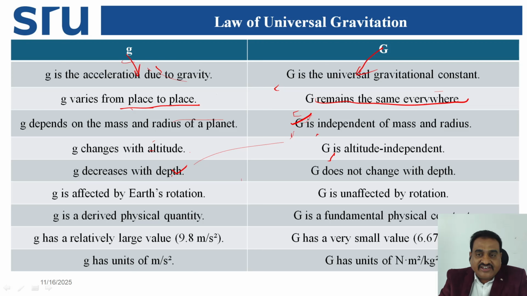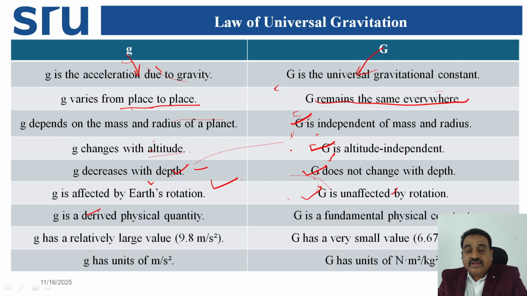Small g changes with altitude. Capital G is altitude independent. Small g value decreases with depth. Capital G does not change at any place. Small g is affected by Earth's rotation. Capital G is unaffected by rotation. Small g is a derived physical quantity. Capital G is a fundamental physical quantity.